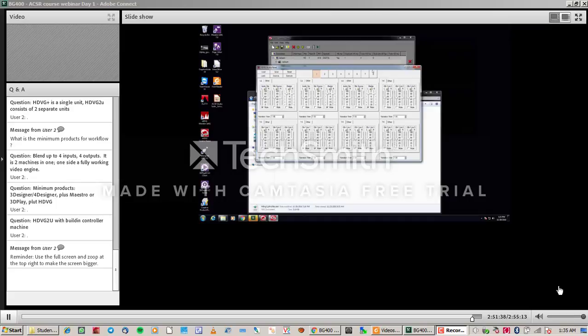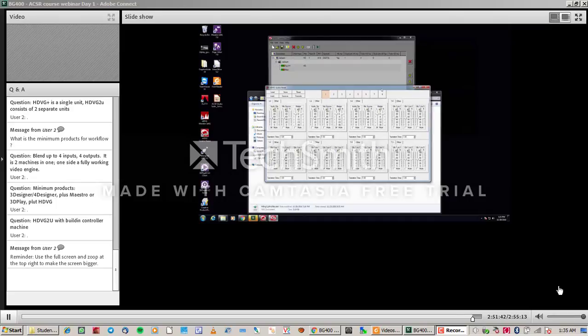Any question about the audio settings? Yes, there is one question. The question is, is there a routing option for audio inputs, like having input 1 with a group of audio channels from input 2 or 3?